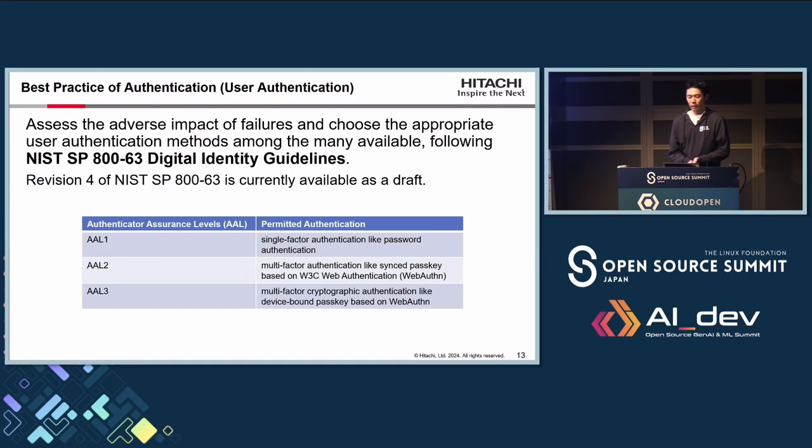It can be difficult to know where to start designing authentication and authorization, but let's start with user authentication. First, assess the adverse impact of failures and choose the appropriate user authentication method among the many available following NIST SP 800-63 Digital Identity Guidelines. Currently, revision 4 of NIST SP 800-63 is available as a draft. This document allows you to assess the adverse impact of failures and determine authenticator assurance levels. For example, this document says that to make PII available online, AAL2 or higher is required.